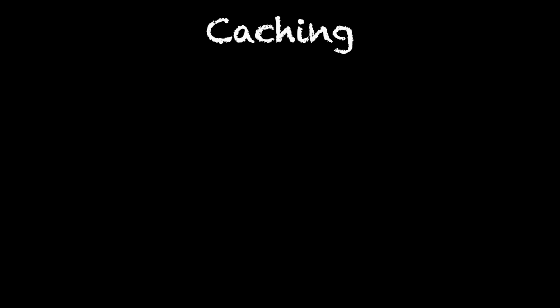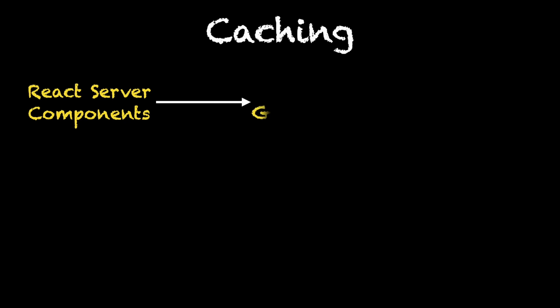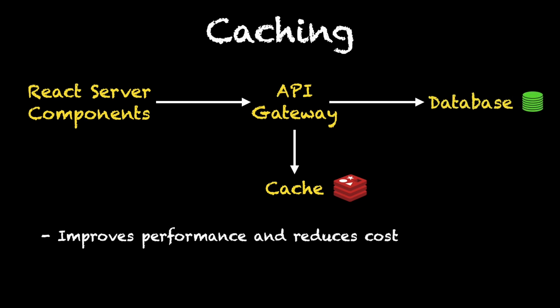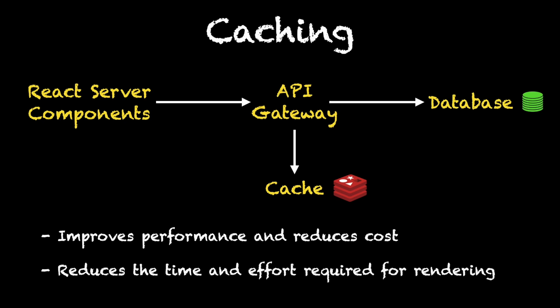Caching is another benefit of server components. By rendering on the server, the result can be cached and reused on subsequent requests and across users. This improves performance and reduces cost. Instead of recalculating and fetching data for every user request, the server can provide a cached or previously generated result, reducing the time and effort required for rendering.